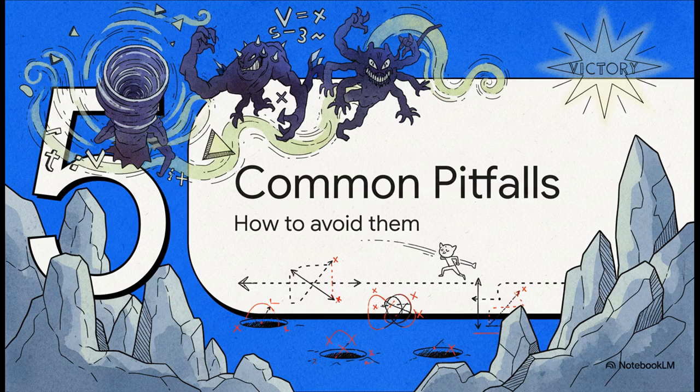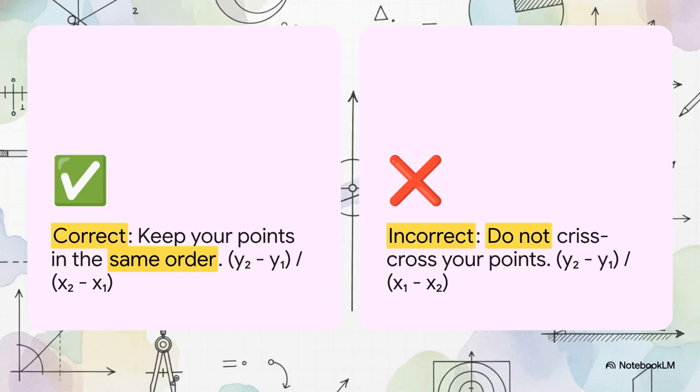So we've beaten all 3 levels, but you know how it is. Every boss has some trick moves up their sleeve. Let's talk about the most common mistakes so you can learn how to dodge them and make sure you win every time. This right here, this is the number one mistake people make.